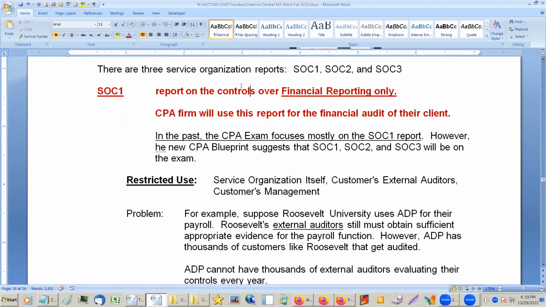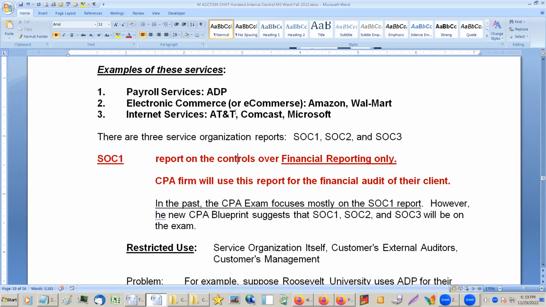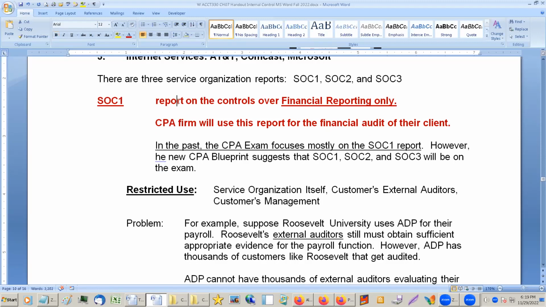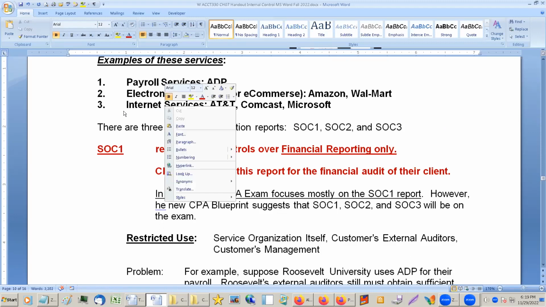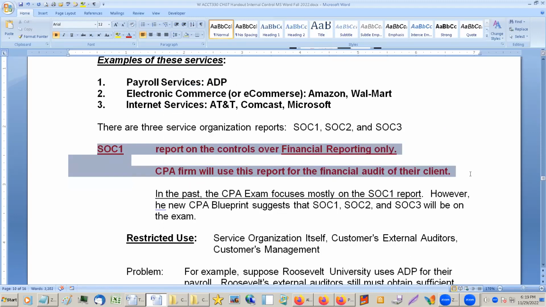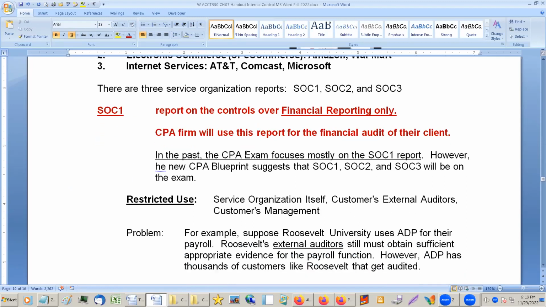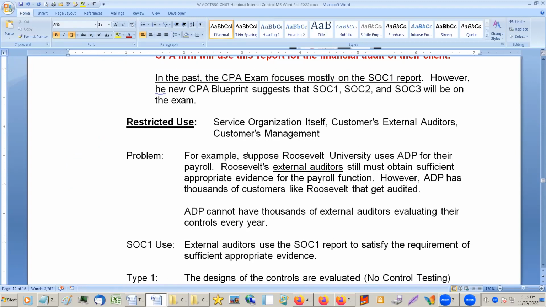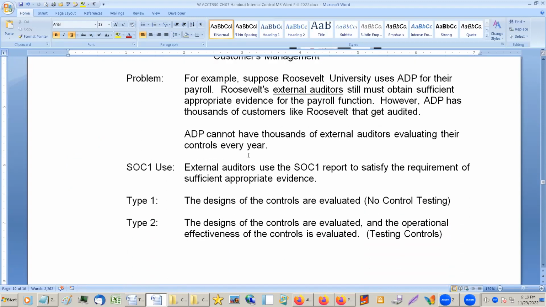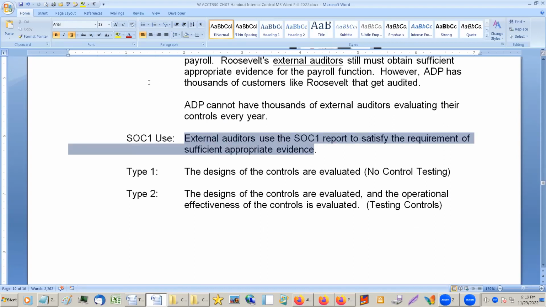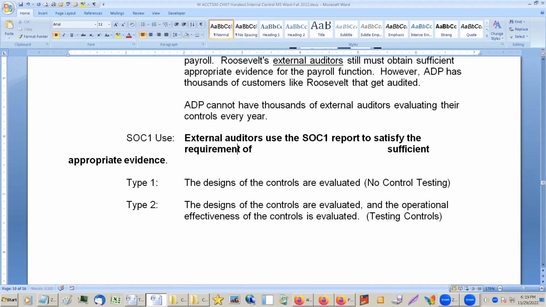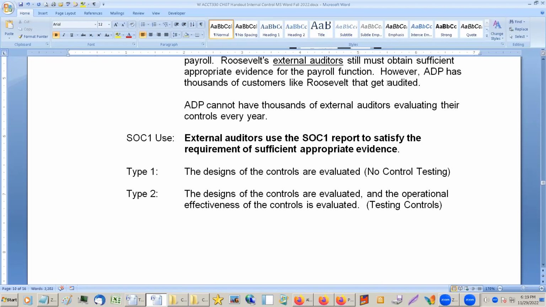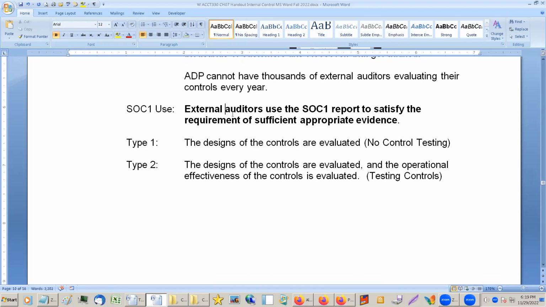So this is a SOC 1 report. And again, if we're having something done by ADP, they're doing our payroll, we will get a SOC 1 from ADP. Everybody that uses ADP will get this report that they can give to their auditors. It's used by external auditors to get appropriate evidence.